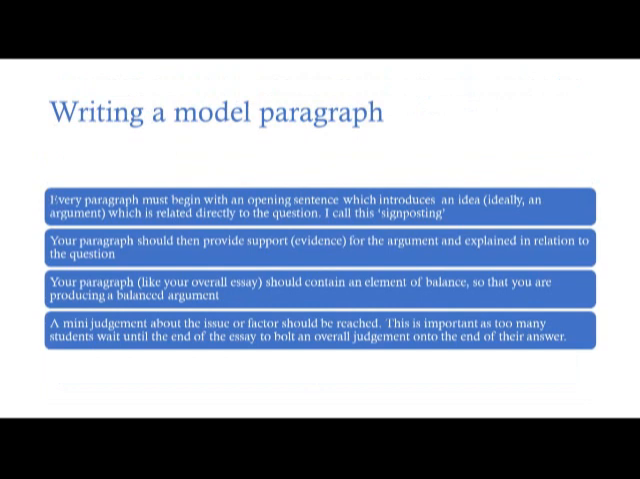Okay, now the good paragraph should also, following on from that, have a mini judgment at the end of the paragraph. Overall, the abolition of the property qualification for MPs paved the way for many working class men to become MPs, particularly with the funding available from the trade unions. So that's your mini judgment.